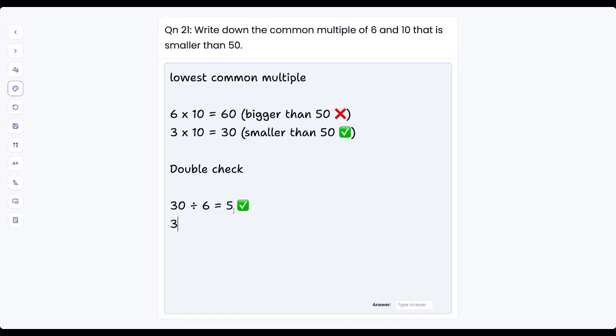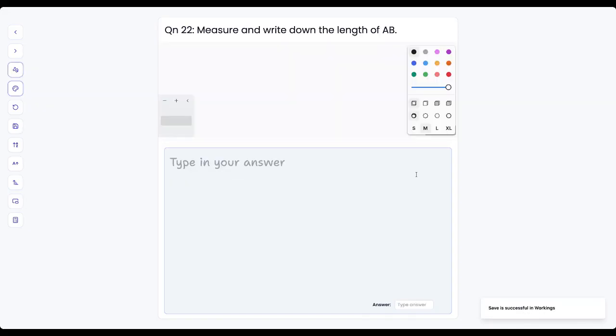And then 30 divided by 10, which is 3, which is also another tick. There you go. So that's the answer. Answer is 30. All right, let's move on to the next question.